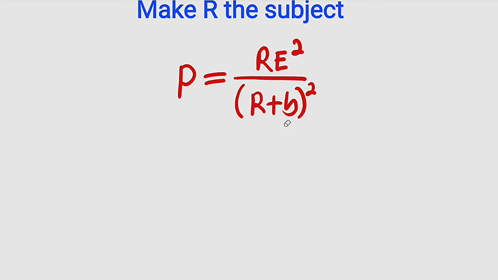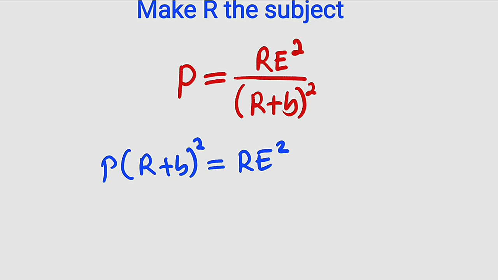First of all, I would like to cross multiply. So P multiplied by the denominator, (R plus B) squared, will be equal to RE squared.